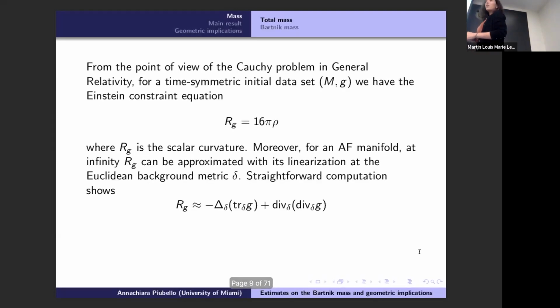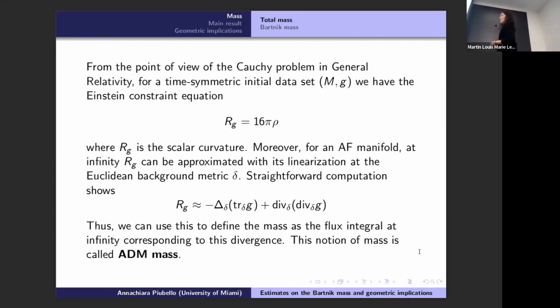But here is where we can use the fact that we're restricting to asymptotically flat manifolds, because at infinity, our asymptotically flat manifold is almost Euclidean. And so we can approximate the scalar curvature with its linearization at the Euclidean background metric. And now if we actually do the computation, one can see that this linearization will have this form here. And now this is great, right? Because we have the Laplacian and a divergence. So this right-hand side is in divergence form. So we can repeat the construction from before to write the mass as a flux integral.